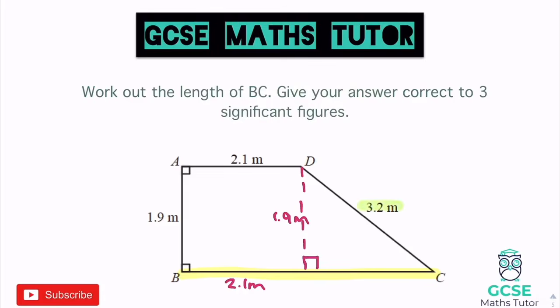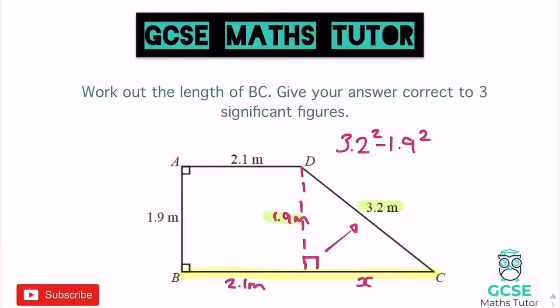Now we've got the 3.2 and the 1.9 to work out the length down the bottom here, which I'll put a little X next to. And then once we've got that, we can combine it with the 2.1. So looking at that right angled triangle, we've got the hypotenuse, look, opposite our right angle. So we're going to do square, square, and then minus, and then root. So 3.2 squared, take away 1.9 squared. We'll work that out and then root the answer.